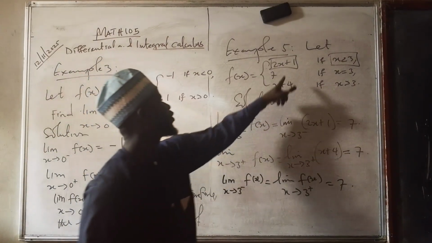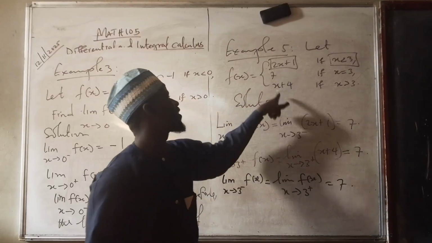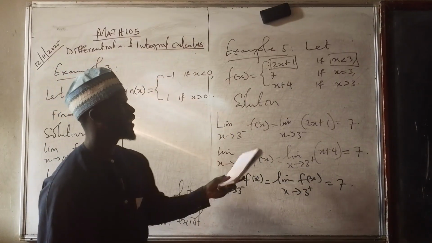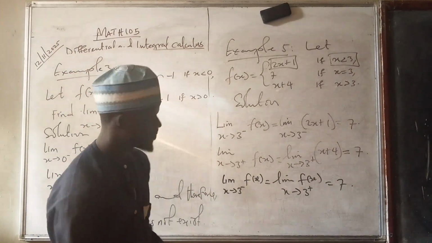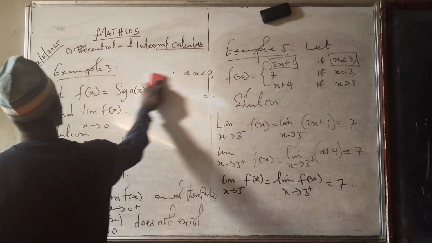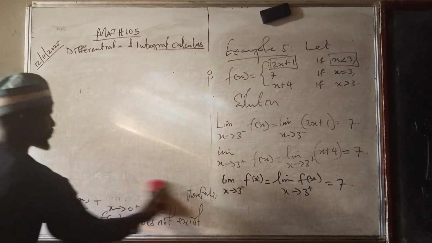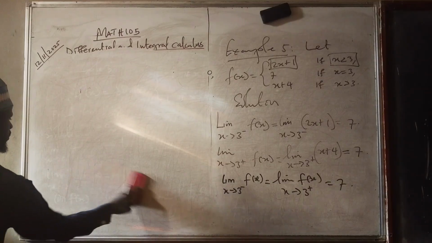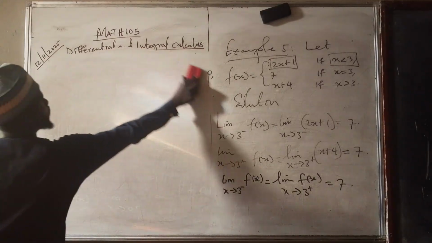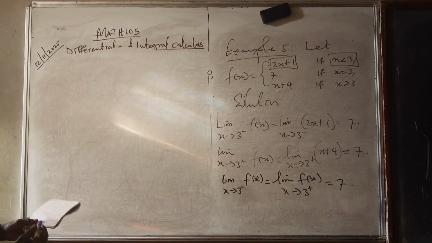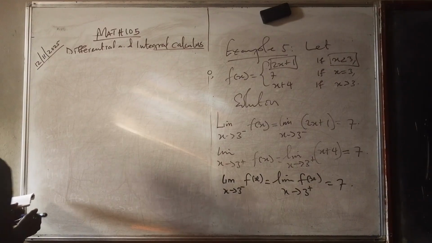See, the two definitions of the function are different, but the limit is the same. And so the limit exists. Now the last example.